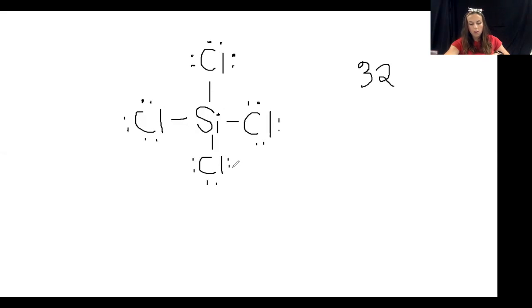All right, so now that I see the central atom has 4 groups of shared electrons around it, I can determine that this shape is going to be a tetrahedron. As a result, because there's no non-bonded valence electrons around my central atom, I know that the bond angle is going to be 109 degrees. So let's go back to your test.